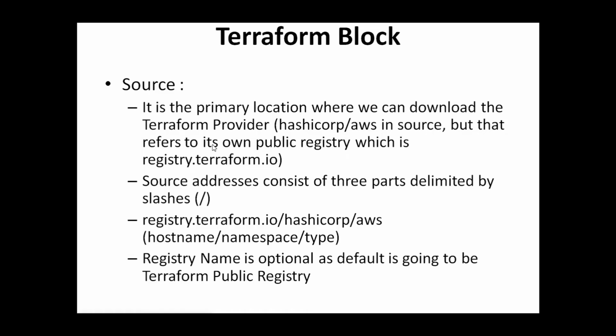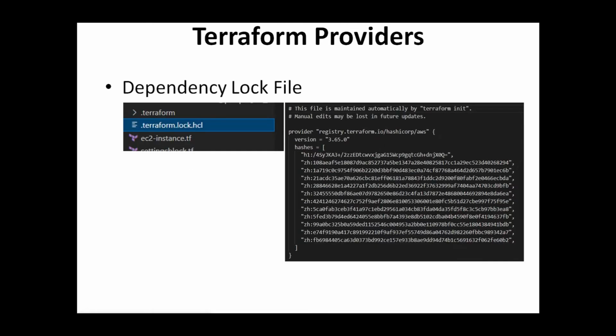So source is the primary location where we can download the Terraform provider. Ideally, the source has three parts, HashiCorp slash AWS, which you can see, but that refers to its own public registry, which is registry.terraform.io. As we saw here in the dependency lock file, registry.terraform.io/hashicorp/AWS. So this is the source, and it is getting it from there.